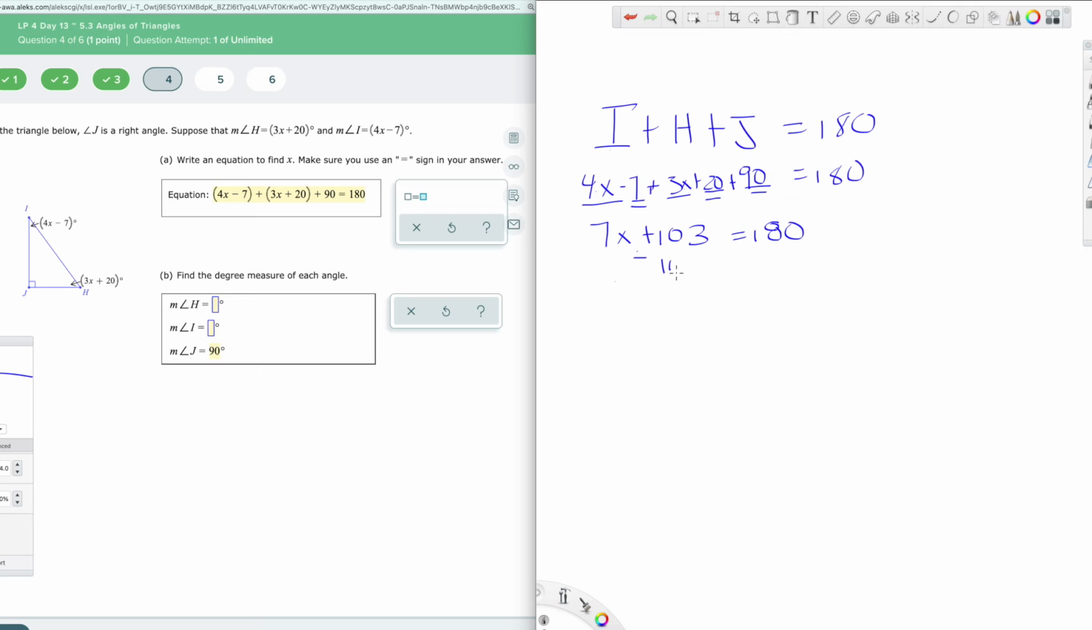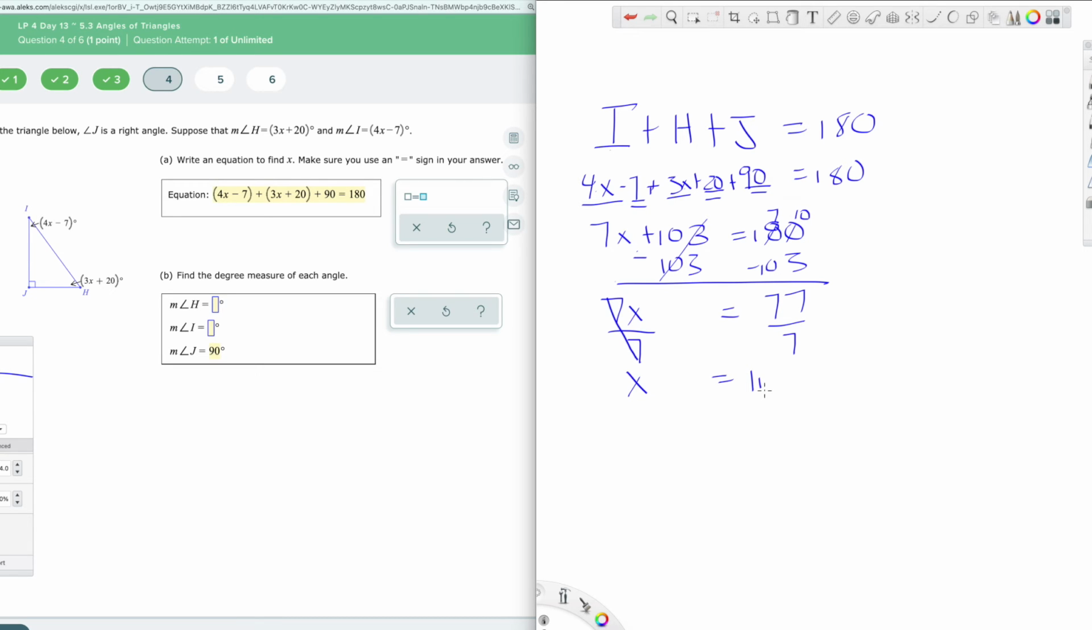So we get 7x, 103 minus 103 cancels. And let's see, we get 77 and 7. Perfect, so that's going to divide by 7 nicely. 7x divided by 7 is x. 77 divided by 7 is 11.